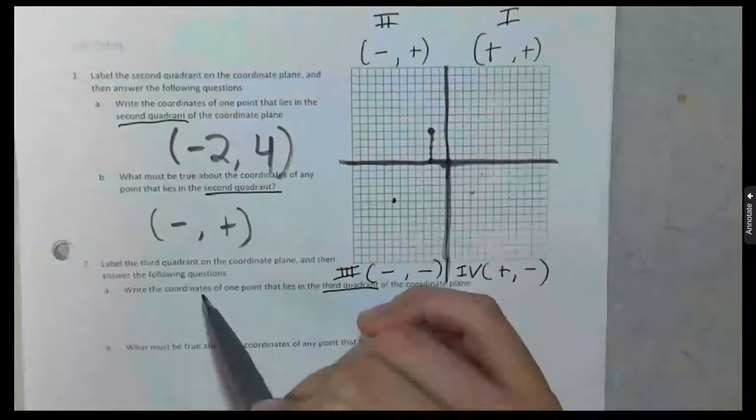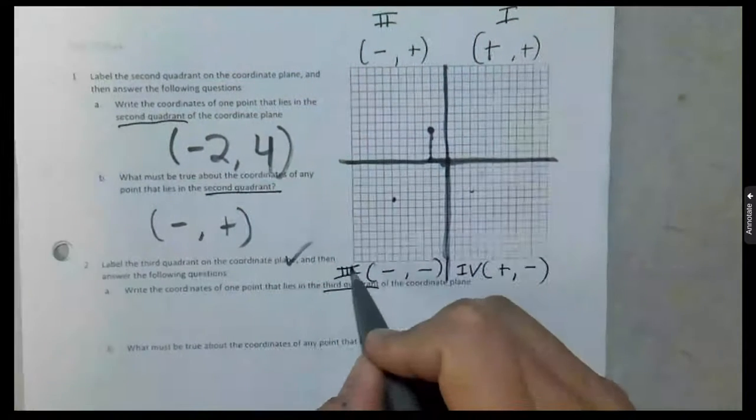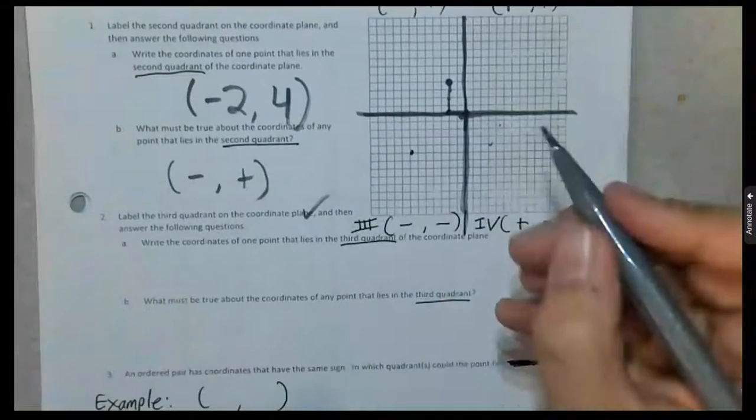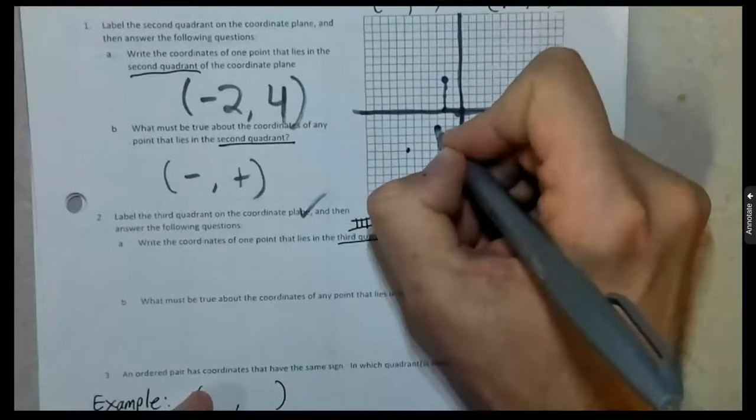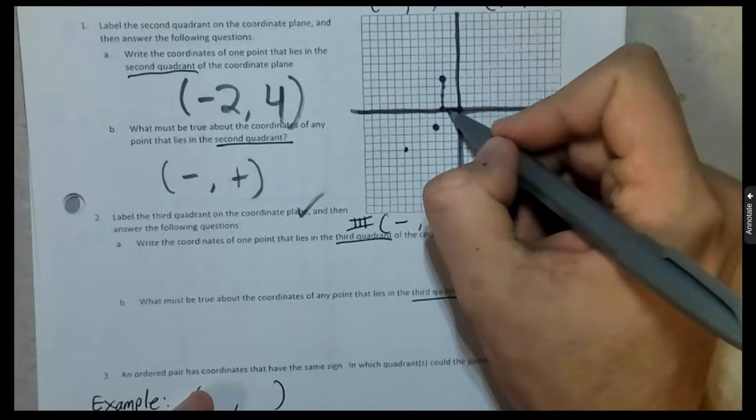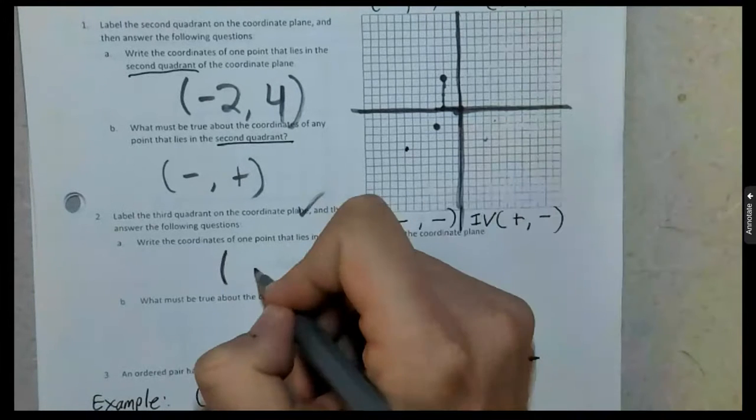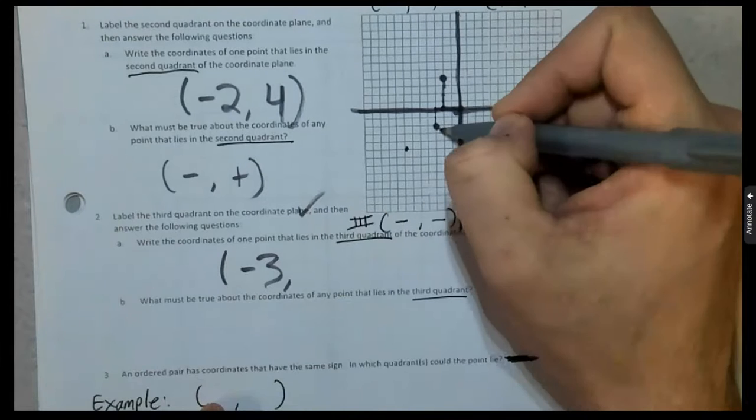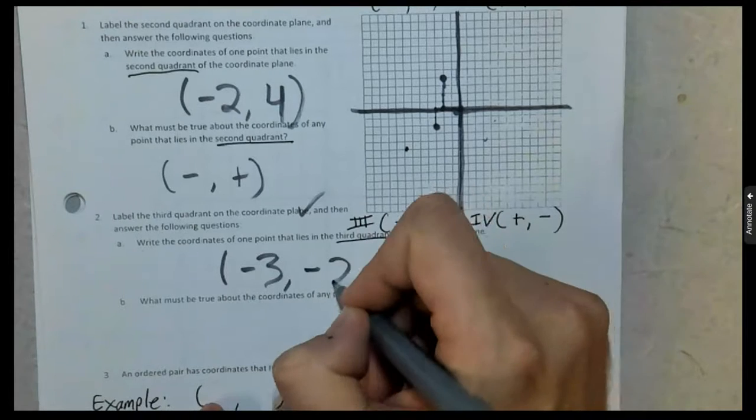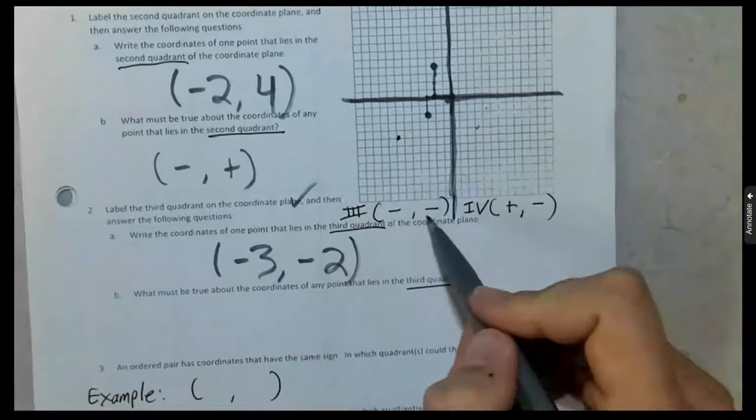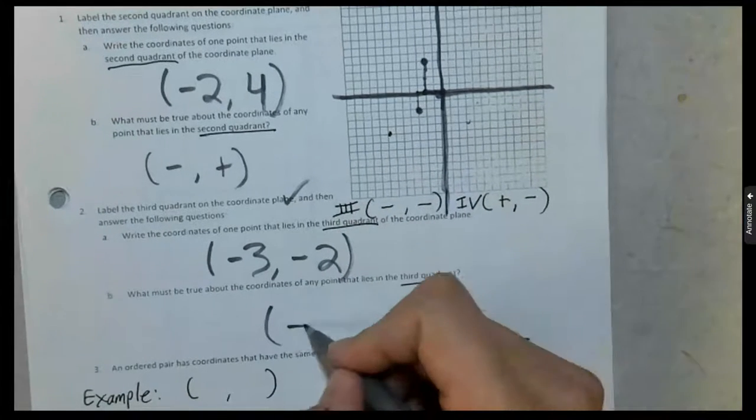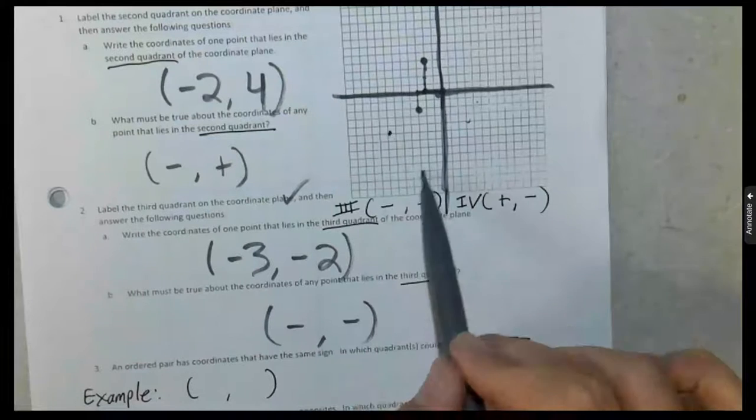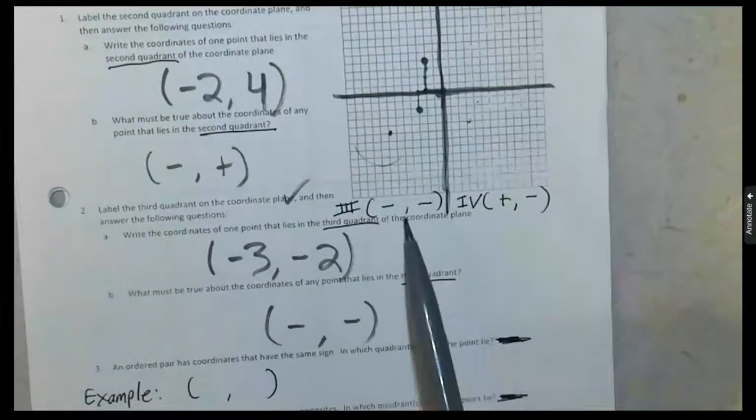We have a third quadrant in the coordinate plane. I already did that for you right there. And then I answer the following question. Same sort of thing, just pick a point. Let's go right here. So you're going back 1, 2, 3. You're going back 3 and going down 1, 2. So quadrant 3 will have 2 negatives, negative and negative every time. You won't have any positives if they're in this bottom left-hand corner.